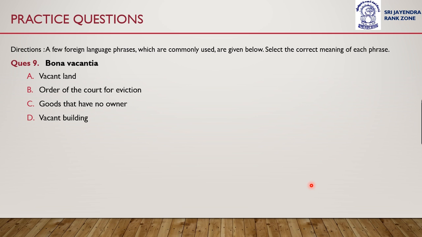Bona vacantia. What does bona vacantia mean? Option A, vacant land. Option B, order of the court for eviction. Option C, goods that have no owner. Or option D, vacant building.